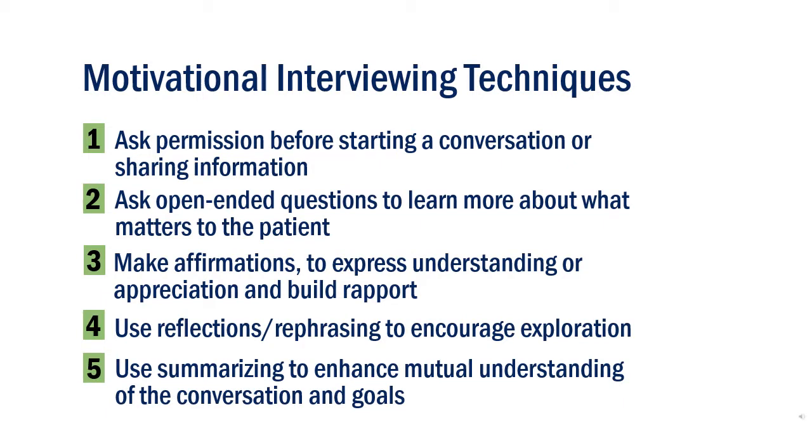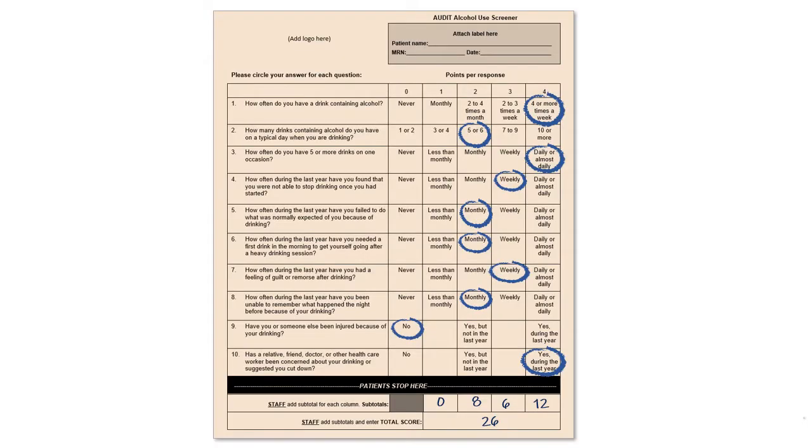Here we outline the basic skills of MI. The clinician asks permission before starting a conversation or sharing information, asks open-ended questions, makes affirmations to build rapport and offer support, uses reflections to encourage exploration and understanding, and uses summarizing to check in with the patient about the conversation and their goals. You'll see examples of some of these MI techniques in the following demonstration, which shows how a provider might respond in a telehealth encounter with a patient who, after a positive result on the initial screen, had a score of 26 on the AUDIT.